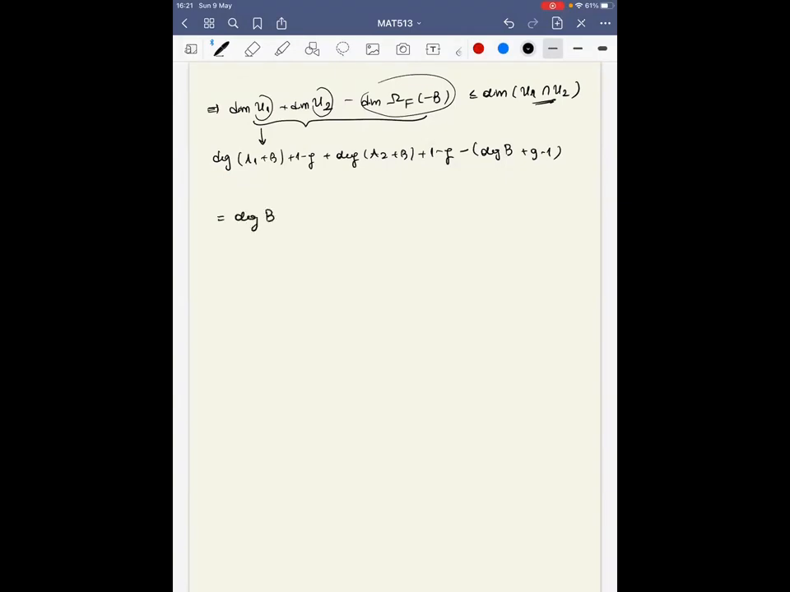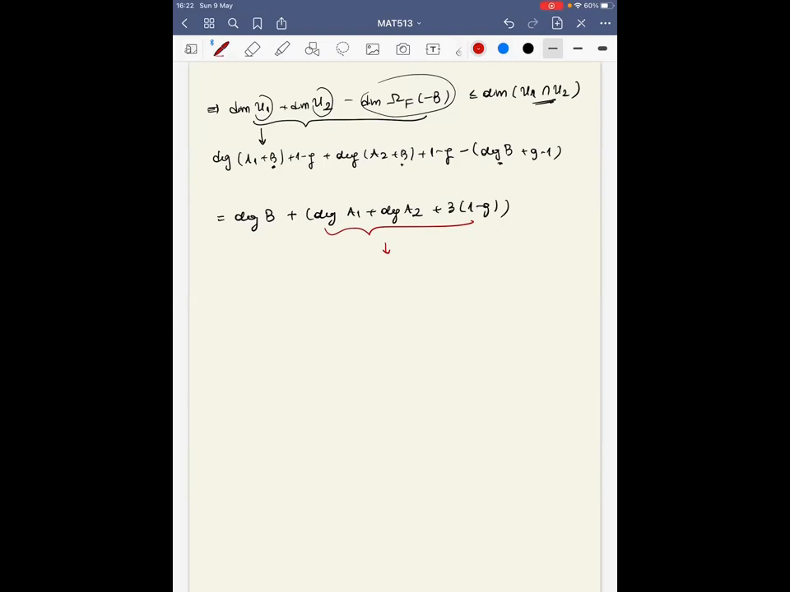This can be computed as degree B, yes, we have 2 degree B minus degree B plus degree A1 plus degree A2 plus 3 times 1 minus G. And here note that this quantity is independent from the degree of B, particularly independent from the divisor B. So that means it is also independent from the degree of B.